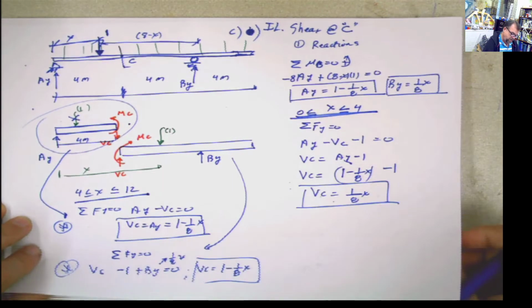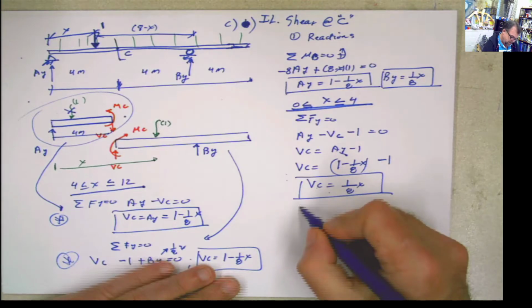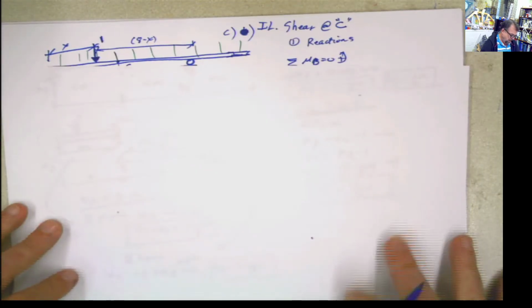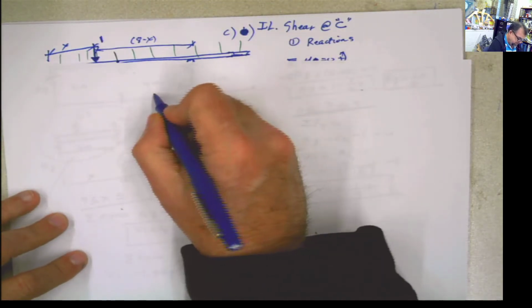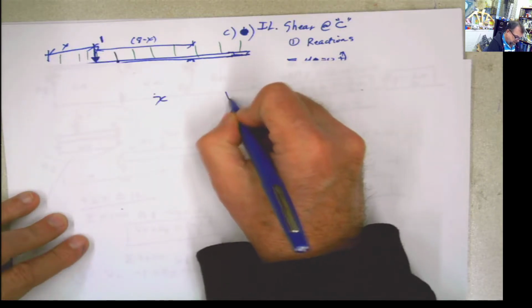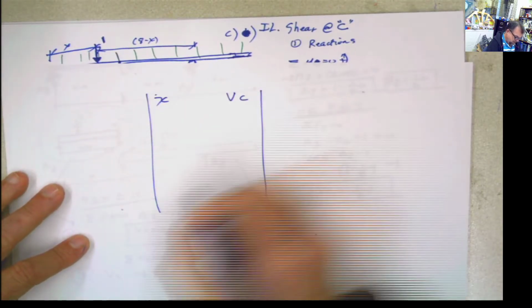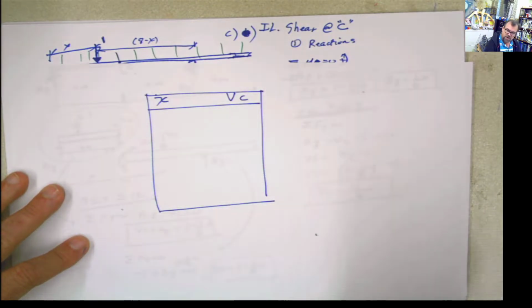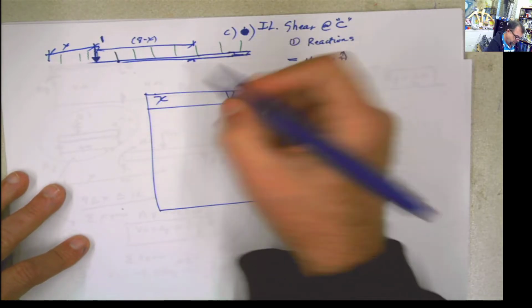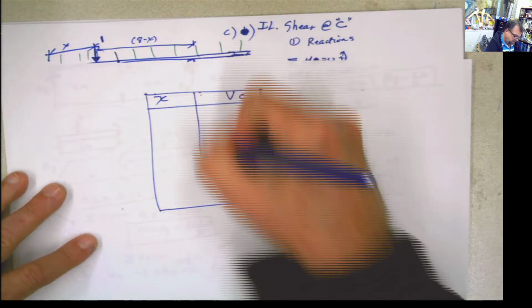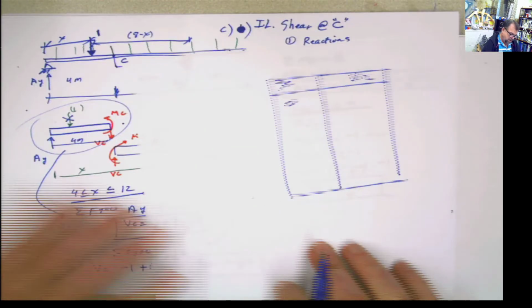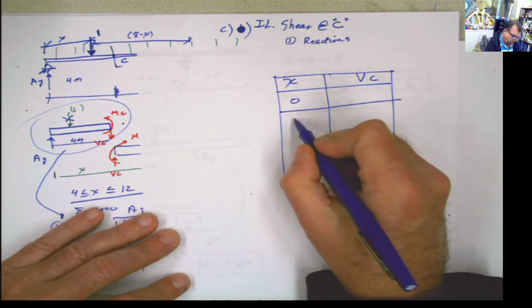Now we have to create a table for that. Let's create a table. I'm going to use a second paper. And I'm going to put here x and VC. And then we're going to go through several values. I'm going to give the same values that I gave before for x. But there's a slight difference now. Because the first value was x equals 0. And the second value that we used was when x equals 4.